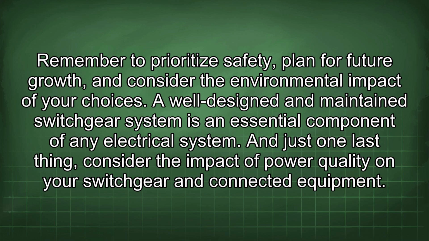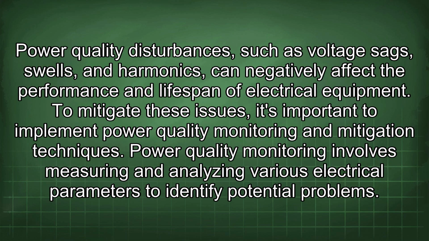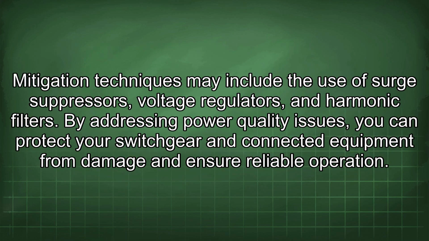And just one last thing, consider the impact of power quality on your switchgear and connected equipment. Power quality disturbances, such as voltage sags, swells, and harmonics, can negatively affect the performance and lifespan of electrical equipment. To mitigate these issues, it's important to implement power quality monitoring and mitigation techniques. Power quality monitoring involves measuring and analyzing various electrical parameters to identify potential problems. Mitigation techniques may include the use of surge suppressors, voltage regulators, and harmonic filters. By addressing power quality issues, you can protect your switchgear and connected equipment from damage and ensure reliable operation.